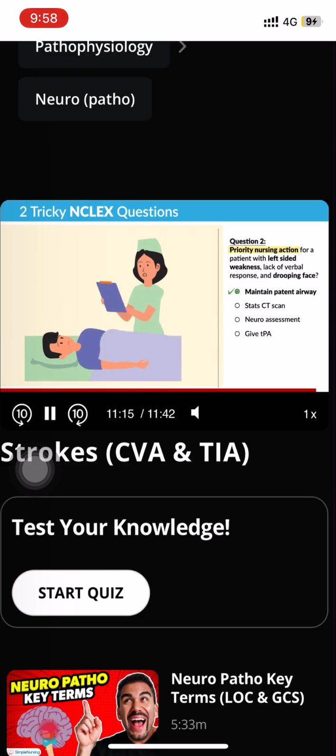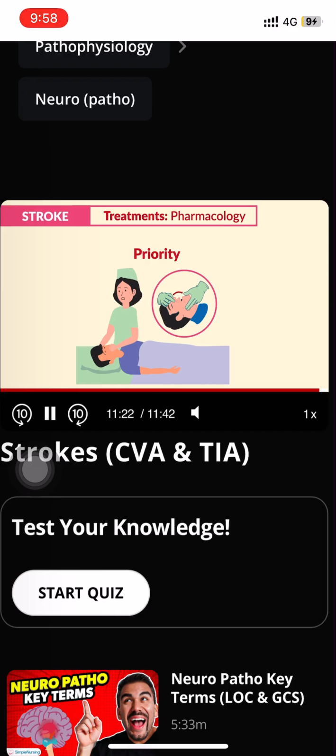Yes, these are symptoms of a stroke, and yes, it's important to fully assess as well as get to a CT scan, but priority here is always to remain and maintain the ABCs. Remember, airway is always first.